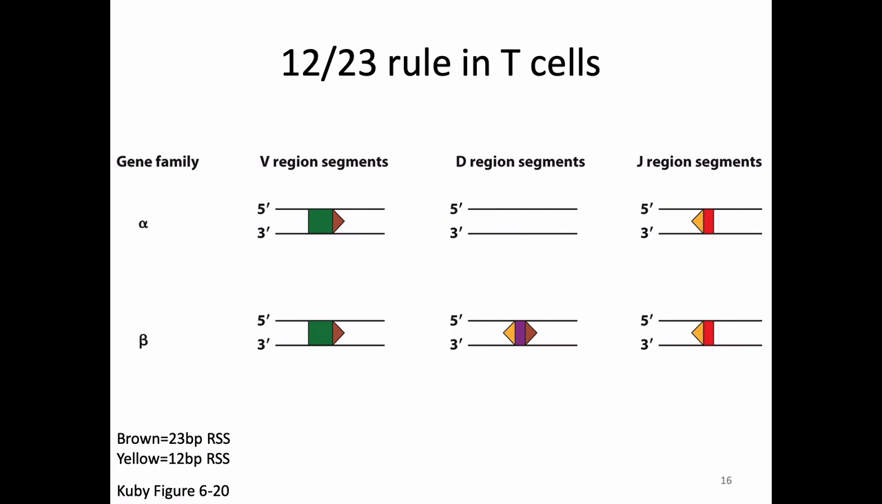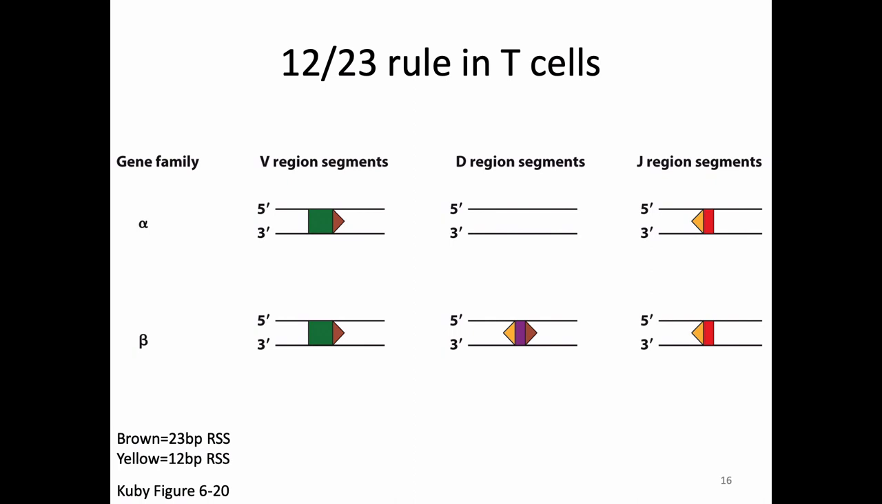Okay, so this is what the locus looked like in B cells. This is what the locus looks like in T cells. So notice that here we have things set up a little differently. D now has different RSSs on either side, whereas in B cells, D had the same RSSs on both sides. So good news, the 12/23 rule still holds here. V can go with D, D can go with J, like all looks good.